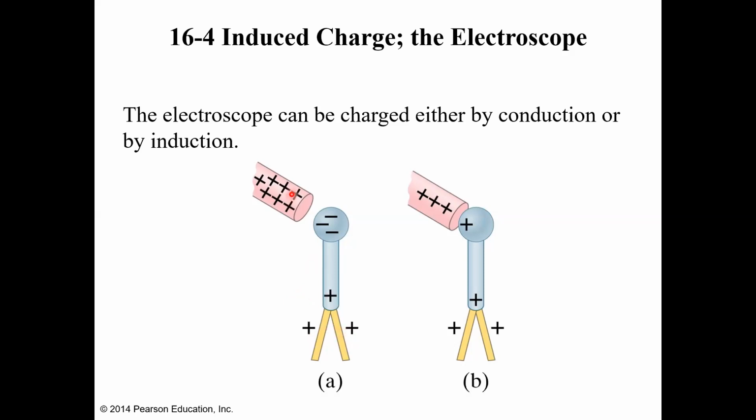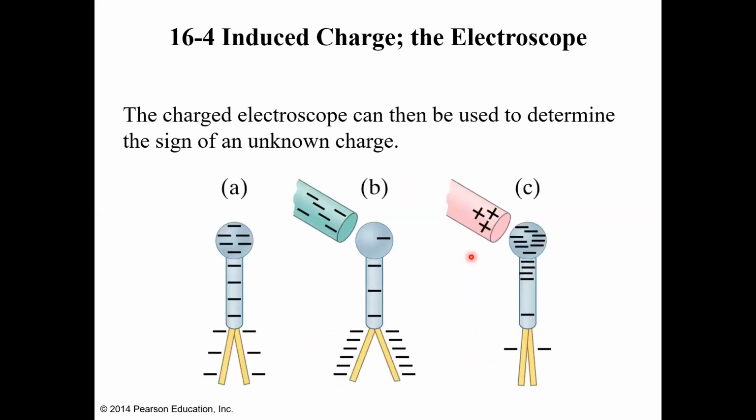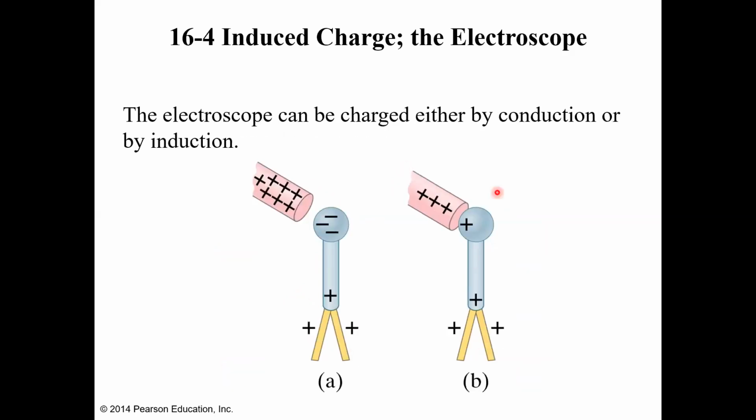Now, in this picture here, I actually make contact, and those negative charges jump onto the rod, and now I have an overall positive charge on my electroscope. Okay, so this isn't charging by induction. This is just conduction. You're physically touching this rod to the electroscope, and now you're left with a positive electroscope.